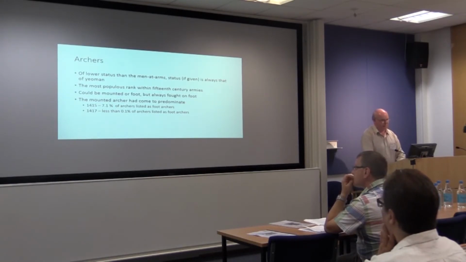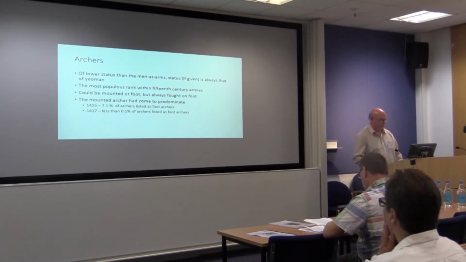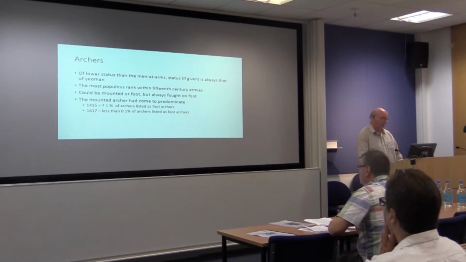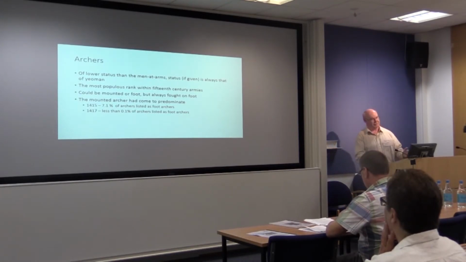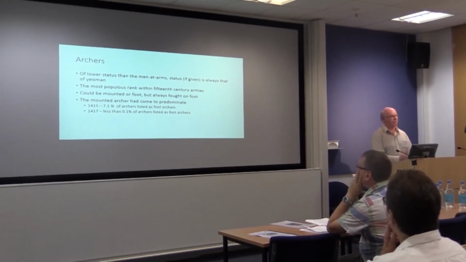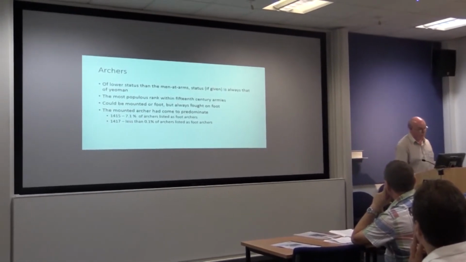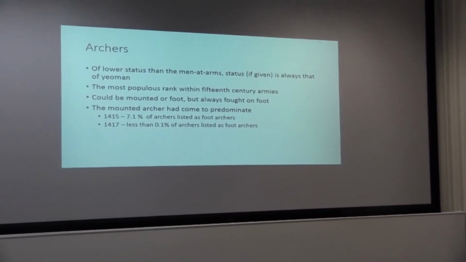1415, certainly as far as the evidence in the muster rolls is concerned, only 7.1% of archers were listed as foot archers. By 1417, that's down to an even lower figure of just 0.1% of the archers. But as with a lot of these things, there has to be a degree of caution because there is quite a large number of archers that just aren't listed as foot or mounted, so you can't always be sure. But certainly the evidence suggests that the foot archers were declining still further.